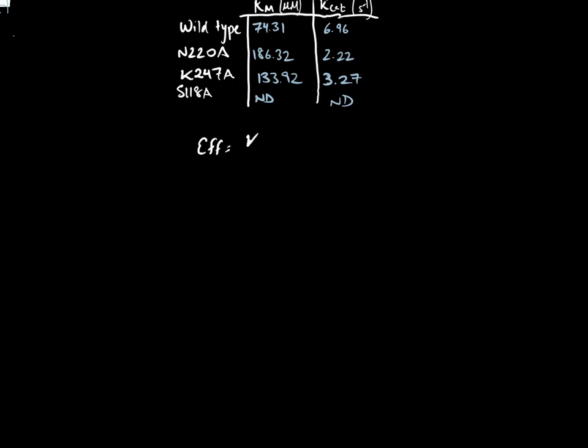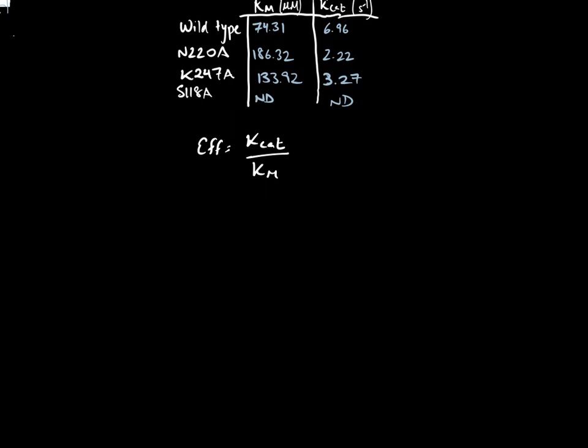is equal to Kcat over Km. So I can quickly explain why efficiency is equal to this, right? So you want an enzyme to be two things. You want it to be really fast, and you want it to be very specific for your substrate. You want it to have a high affinity for your substrate.